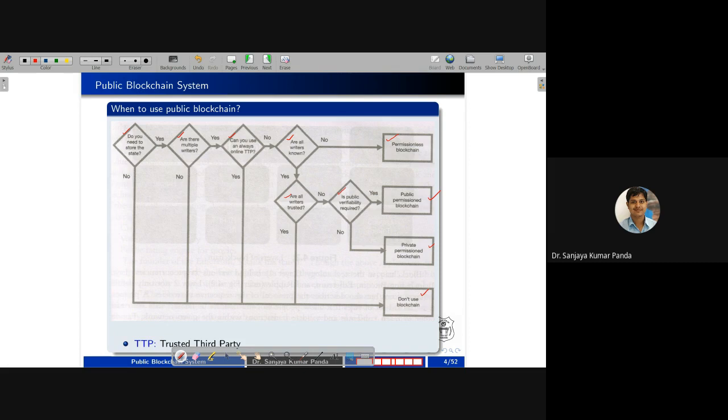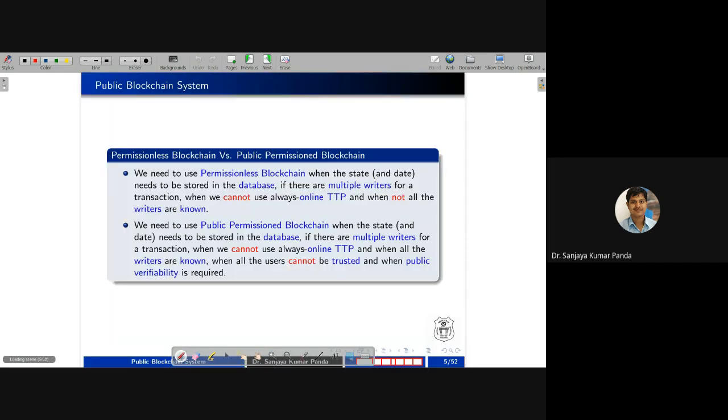So the idea of showing this particular flow is to decide when to use public blockchain or when to use private blockchain. Again, in the public case also, we have seen permissionless blockchain and permissioned blockchain. And also we have seen in which case blockchain is not at all applicable. Now, if you want to find the difference between public permissionless blockchain and public permissioned blockchain, the definitions look similar because in both cases you have public. Although we call it permissionless, it is called public permissionless blockchain.